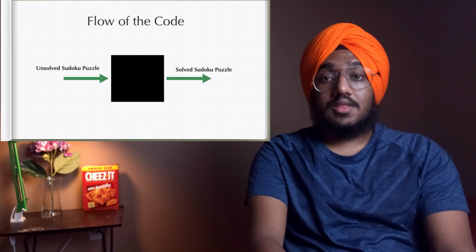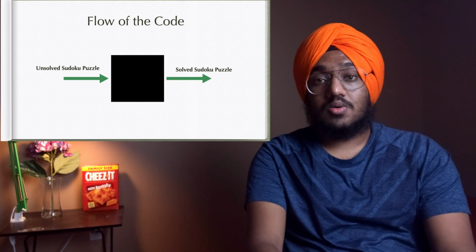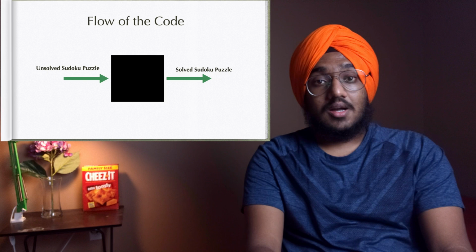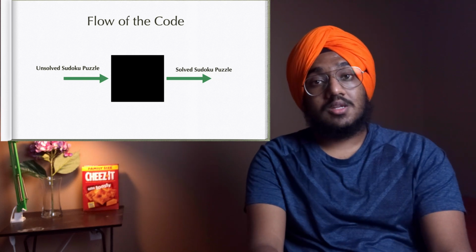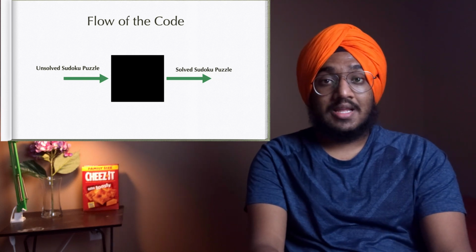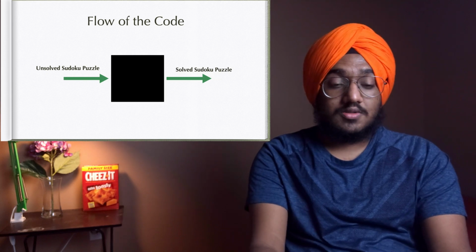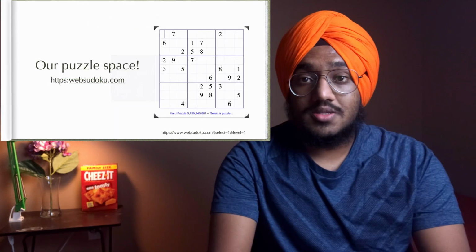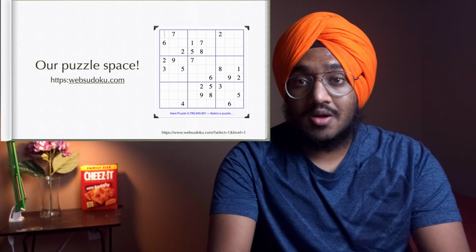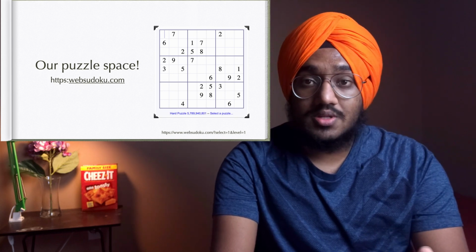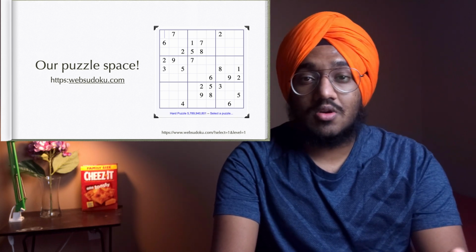Let's look at the flow of the code. At the highest level of abstraction, we just input the unsolved Sudoku puzzle, and then in the output, we just get the solved Sudoku puzzle. This puzzle is taken from websudoku.com, and you can replicate the puzzle by putting in the numbers below the figure. This is also called a puzzle space, configuration space or state space.